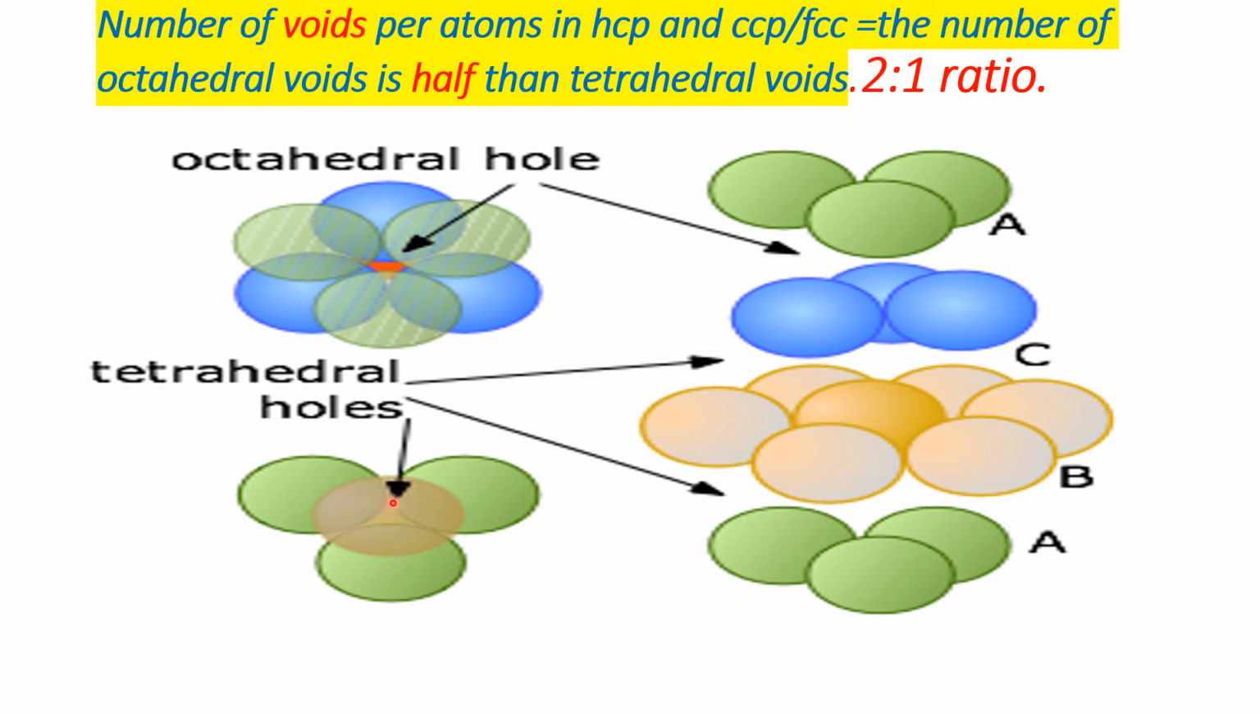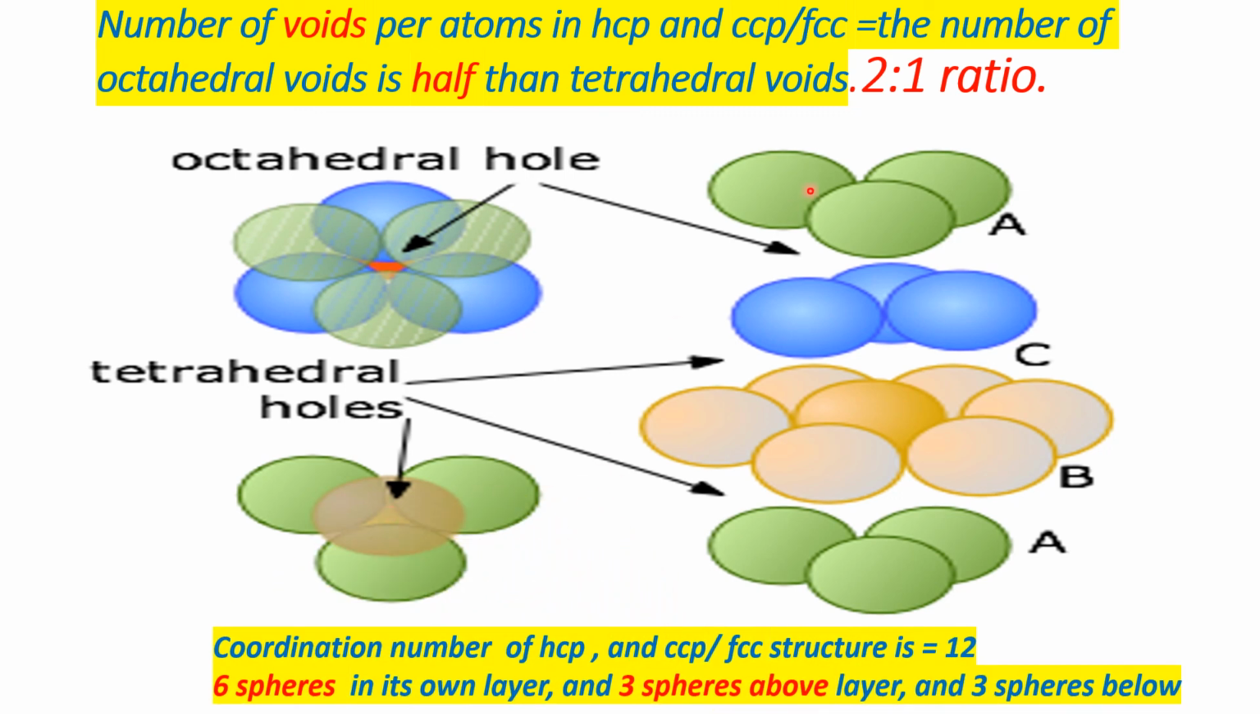These are triangular and that is the round form. This is octahedral and that triangular form is tetrahedral. Okay, these ABC layers, first layer, second layer and third layer. This ABC layer, 6, 3, 3, total 12, is the coordination number of SCP, CCP and FCC, equal to 12.